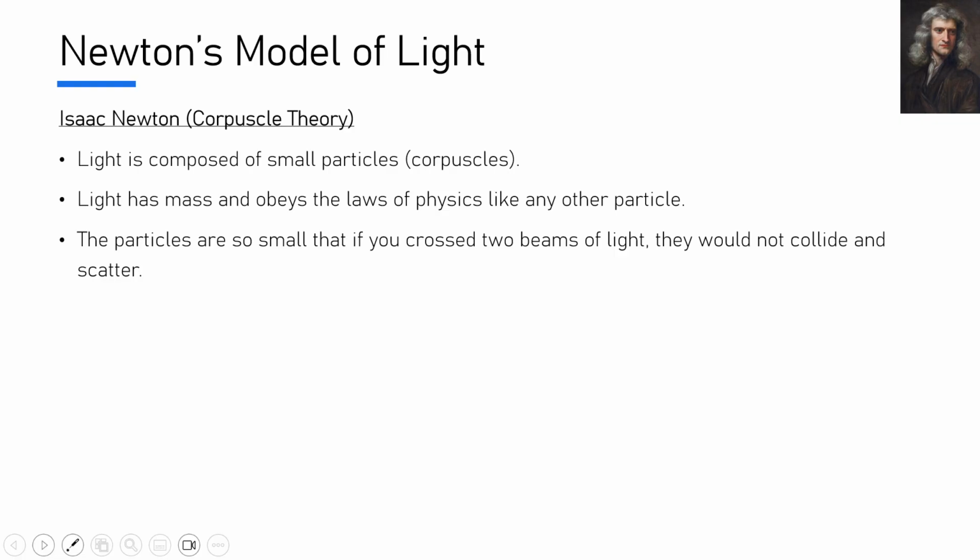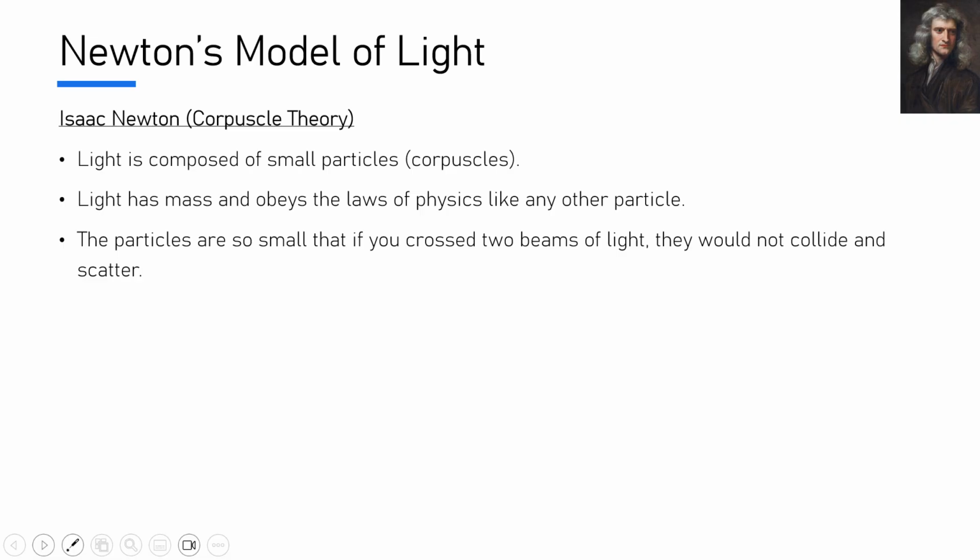Isaac Newton was known for his corpuscle theory. He suggested that light is composed of small particles that he called corpuscles, that light had mass and obeys the laws of physics like any other particle, and that the particles are so small that if you cross two beams of light they would not collide and scatter. I guess this was used as a way to explain a very easy counter to make for this model of light, which is that if you point two beams of light into each other, why don't they crash into each other and interfere if they're made of mass? And he just said that they're really small, so they don't collide.